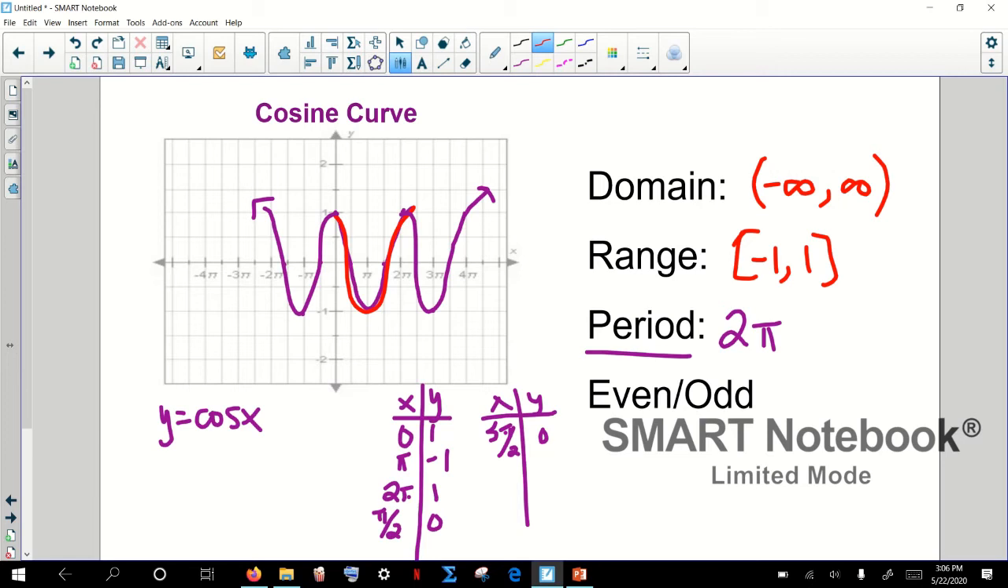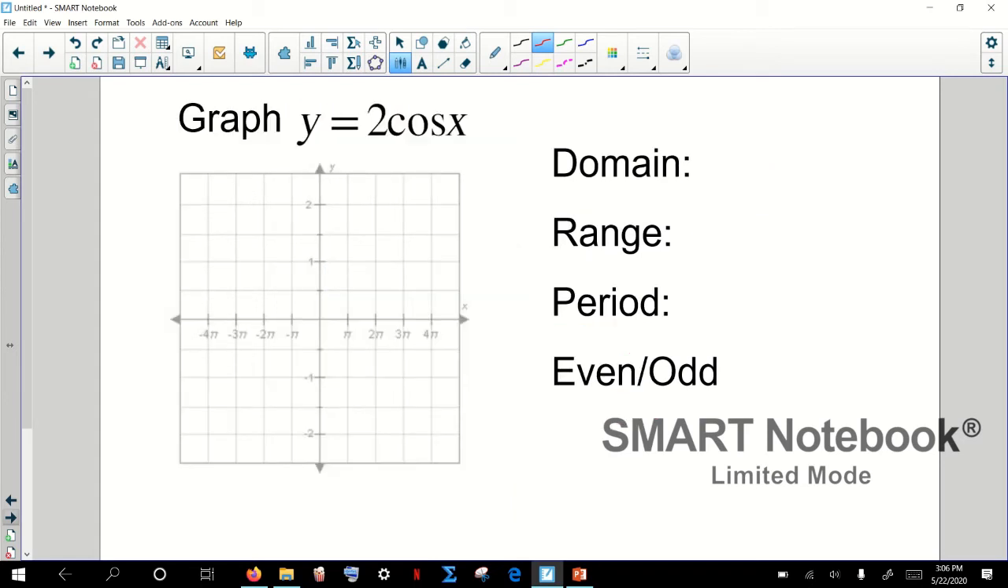That's the only difference. And then this happens to be an even function because you can see it's symmetrical across the y-axis. If you folded it in half, it would match up perfectly. All right, now let's start talking about graphing some variations of sinusoidal curves. So we're talking about graphing 2 cosine x.